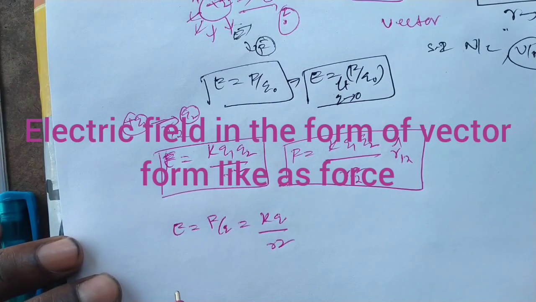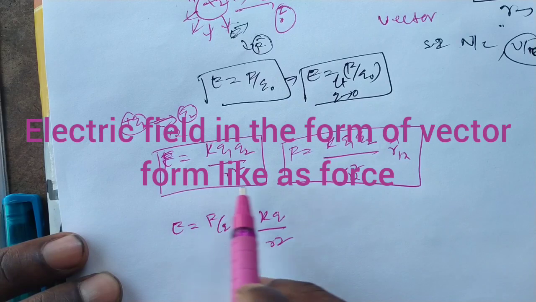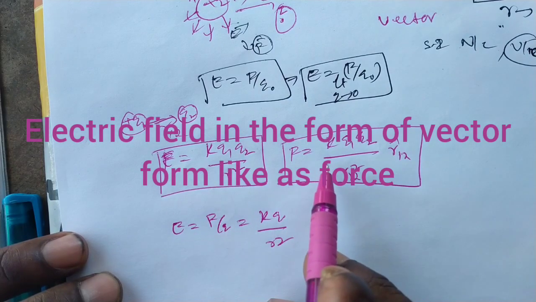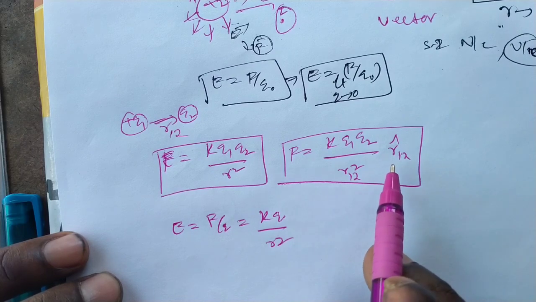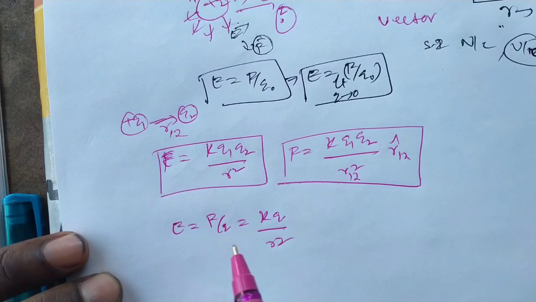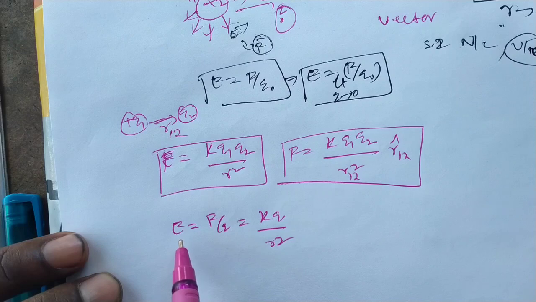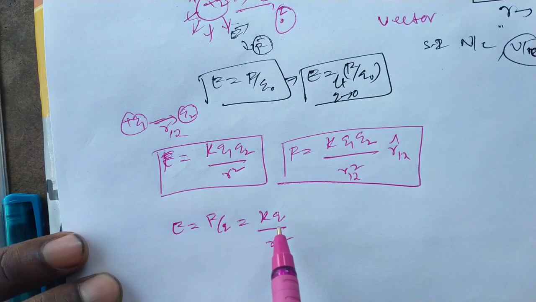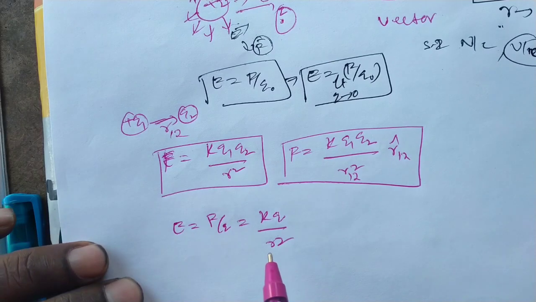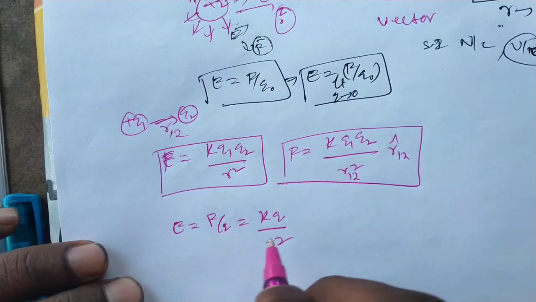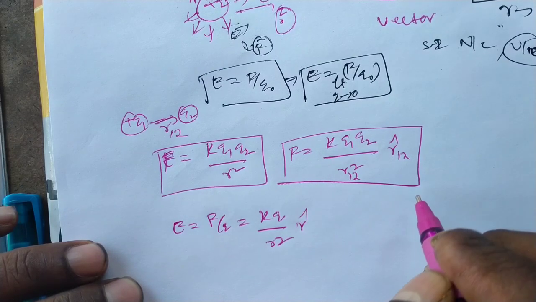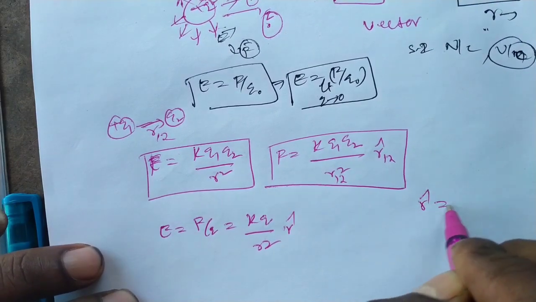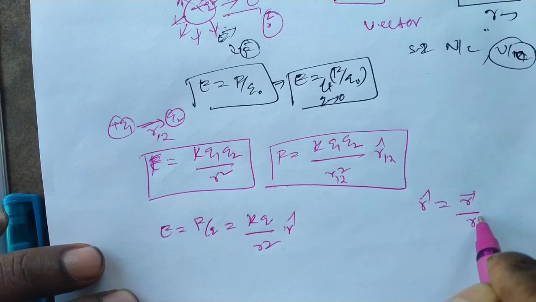Okay, electric field in vector form. You already know force in vector form: F = k q1 q2 / r12² r12 cap. In the form of electric field, E = F/q, that is k q / r², and in vector form, r cap. Here you know r cap is equal to r bar by mod r.